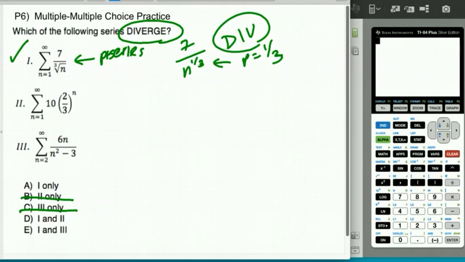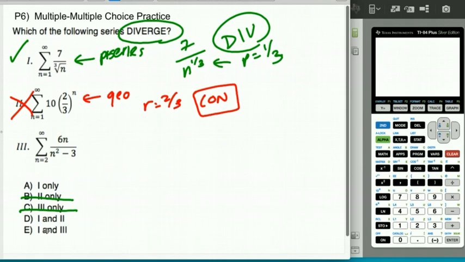Great. I look at this guy and I say, oh, hey, this is geometric with r equals 2/3. So that should converge. So I want answers that don't involve 2. Great, it's not this one. So really, my entire problem comes down to whether number 3 converges or diverges.